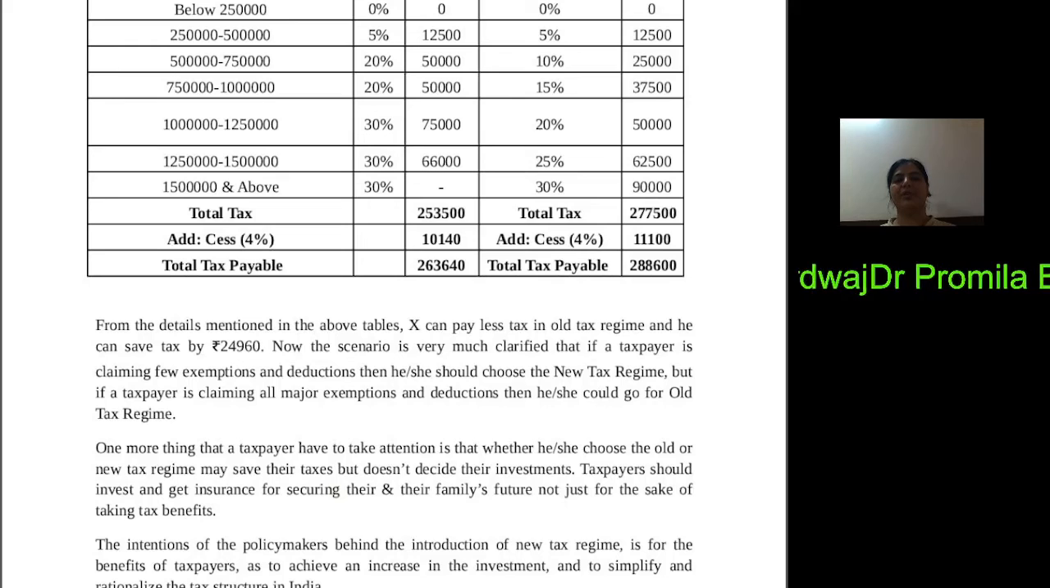So we can say that the intention of the policy maker behind the introduction of the new tax regime is for the benefit of taxpayers, and they also want to say that a person should not invest only for getting tax benefits. He or she should invest for insurance or for securing their family and their future. So now you have a new point of view. If you go for the new tax regime and you invest in PPF or the new pension system, or take a home loan, then the only point of view is that you are securing your future and your family's future, not only getting tax benefits.